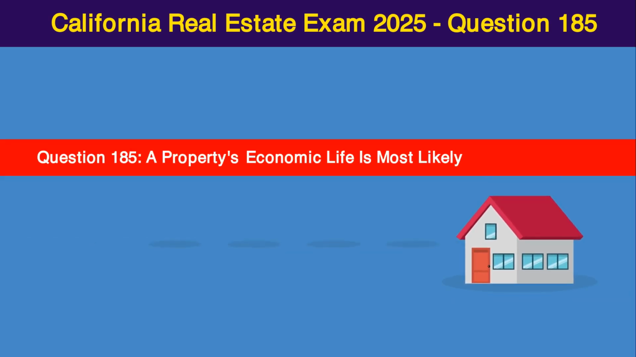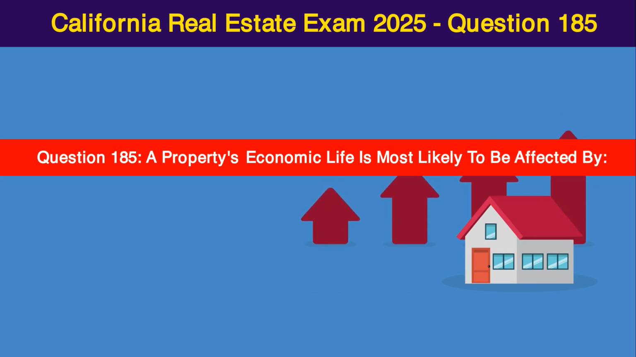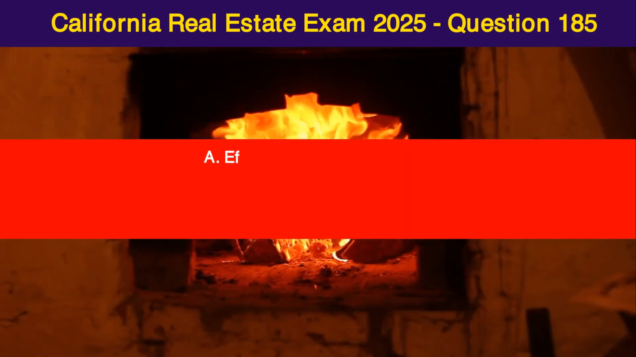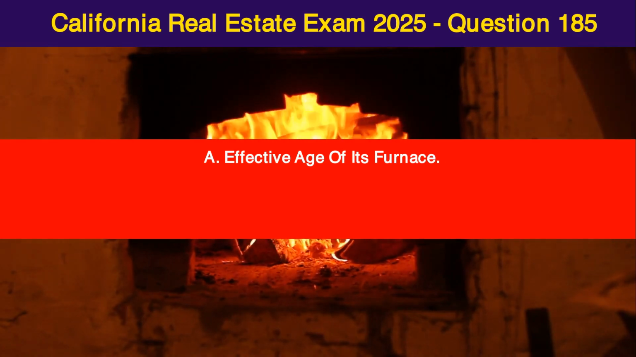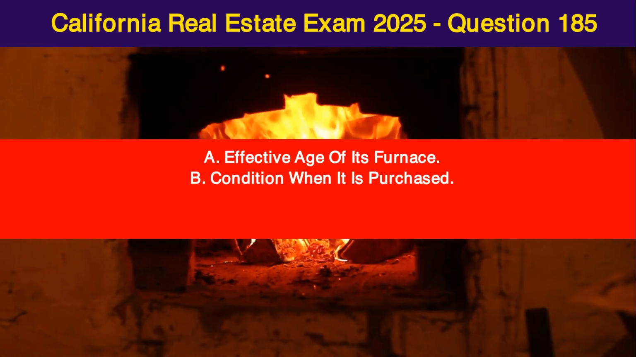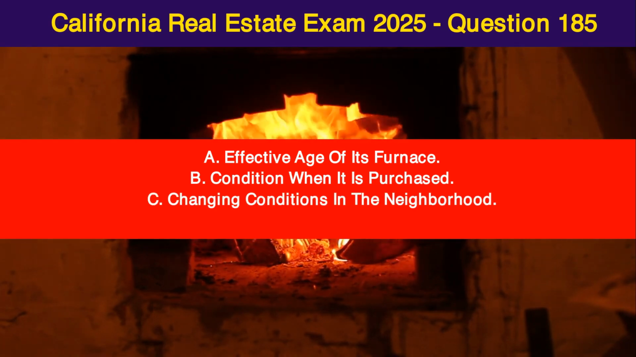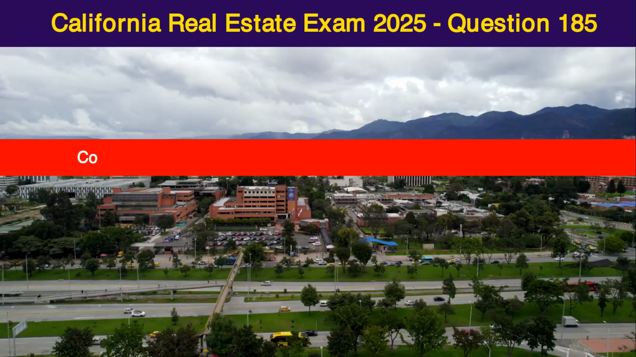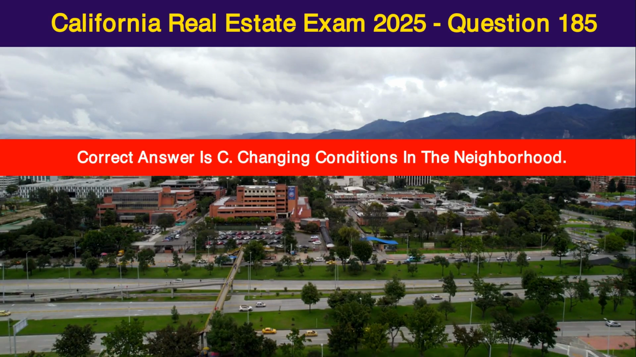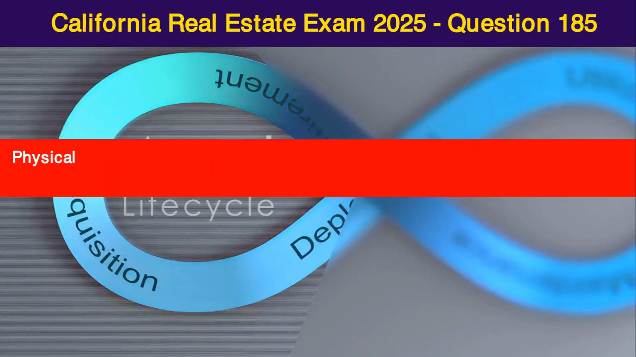Question 185. A property's economic life is most likely to be affected by A. Effective age of its furnace, B. Condition when it is purchased, C. Changing conditions in the neighborhood, D. Building materials. Correct answer is C. Changing conditions in the neighborhood.